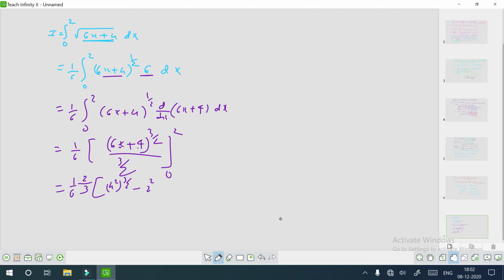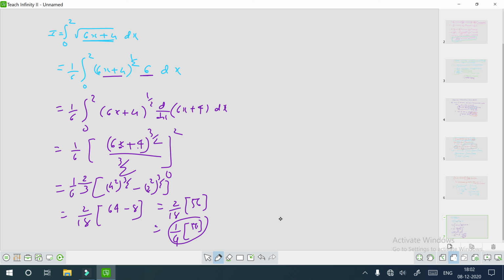So what you get? If you put here 0 then 4, that is 2 square raised to 3 by 2. So 2 by 18, here 4 cube is 64, minus 2 cube, 8. Now that is equal to 2 by 18 into 56. Clear? Yes or no? Yes, yes. Now 1 by 9 into 56. This is the answer. In this way you can solve this type of questions also.